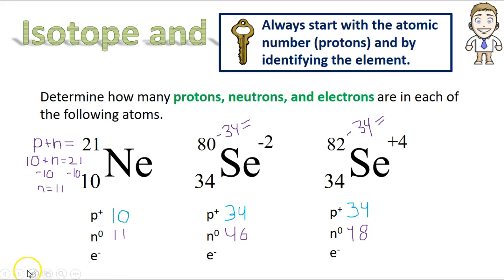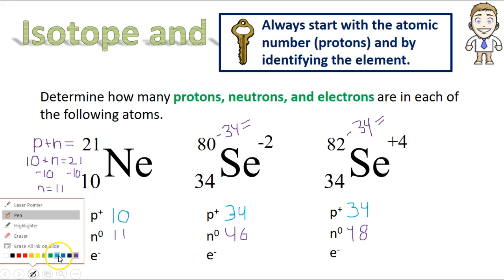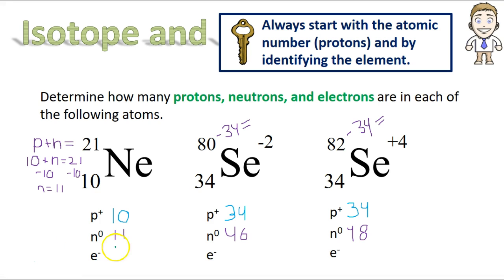Lastly, this is the hardest part for a lot of people, the electrons. Let's go to green for this. To get the electrons, you have to look at the charge, which is found right here in the upper right-hand corner. If your atom doesn't have a charge, like neon, there's nothing written, that means it's neutral. It's not positive, it's not negative.